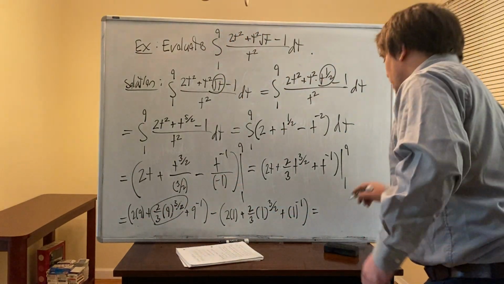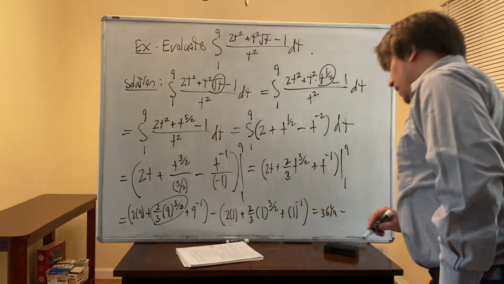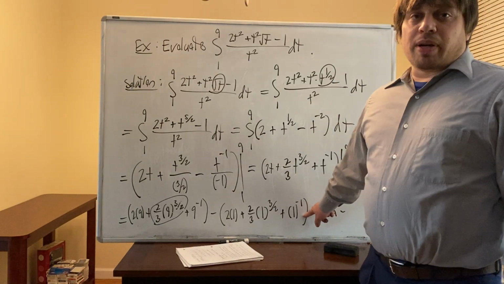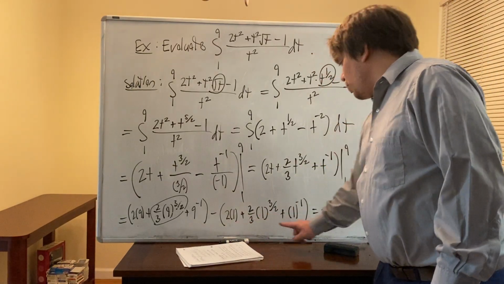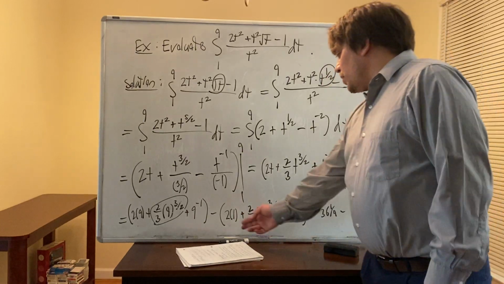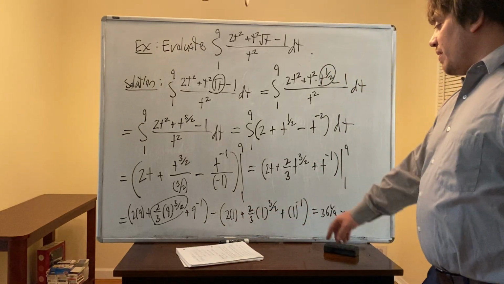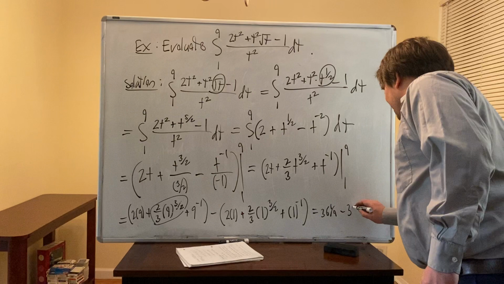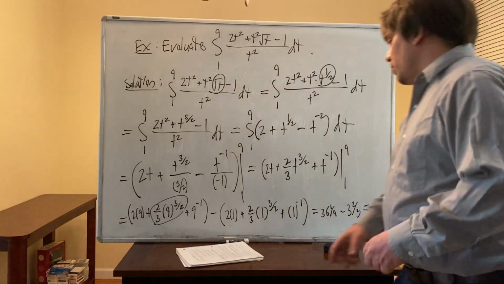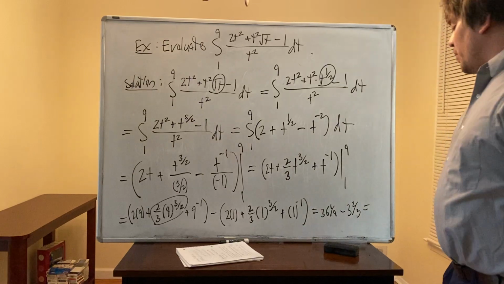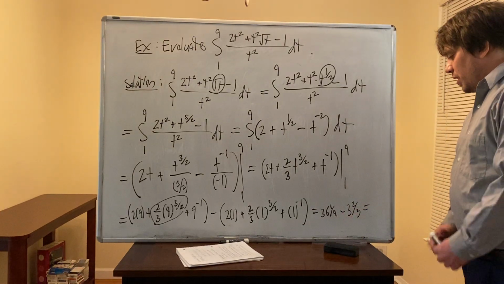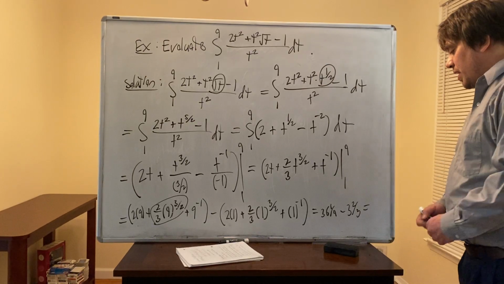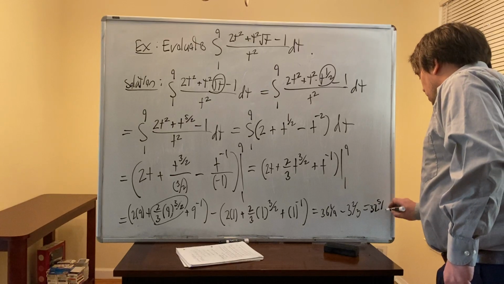36 plus 1/9. So this is 36 and 1/9 minus, 1 to the 3/2 is 1. That's 2/3 times 1. 1 to the -1 power is 1. So you should be able to do this: 2 plus 2/3 plus 1. That's 11/3. So that's the same as 3 and 2/3. So 36 and 1/9 minus 3 and 2/3. That's the same as 3 and 6/9. So you just subtract that and you get 32 and 5/9.